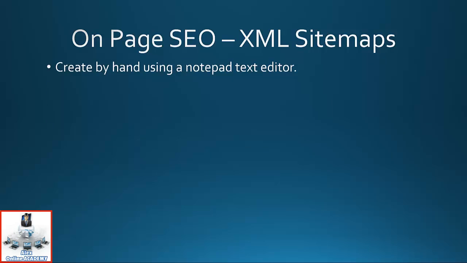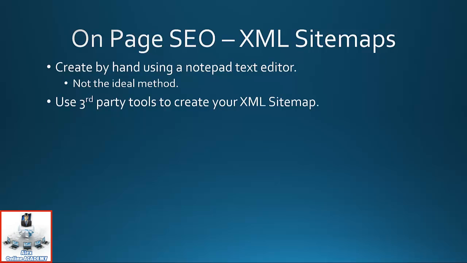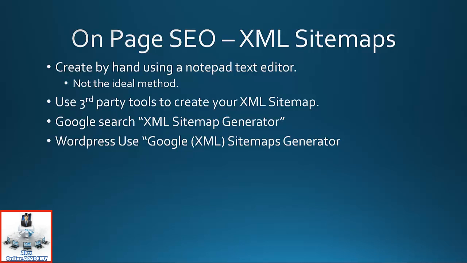You could create it by hand using a notepad text editor. It's not the ideal method though because it can take a lot of time. I would recommend using third-party tools to create your XML sitemap. You could Google search the phrase XML sitemap generator to find one that would suit you best. WordPress also has one; they call it the Google XML sitemaps generator, and you could find that within the WordPress plugins directory.